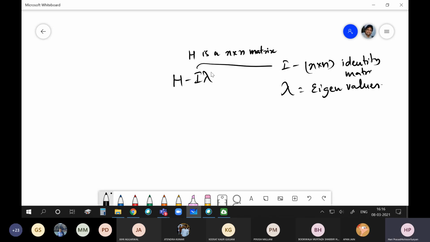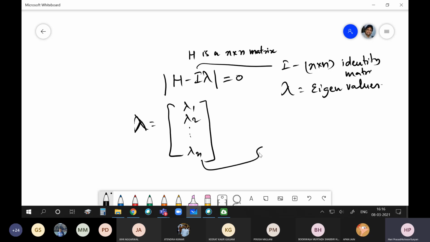So we will take the determinant of this and equate it to 0. How many lambda values will we get by solving this equation? There will be n, maximum. So capital lambda will be a vector of lambda 1, lambda 2, up to lambda n.